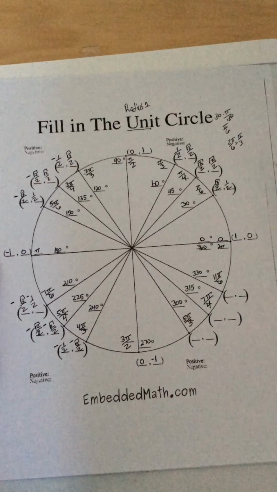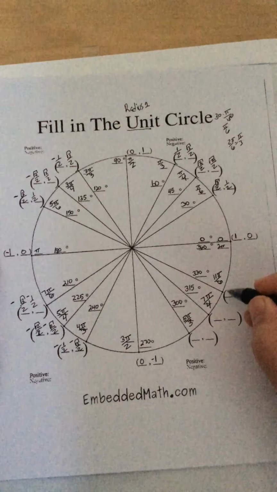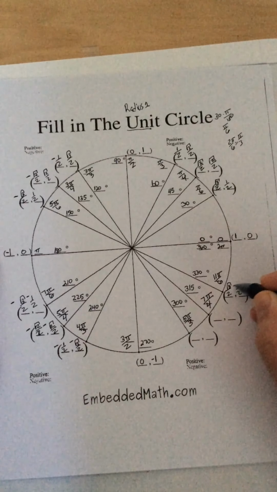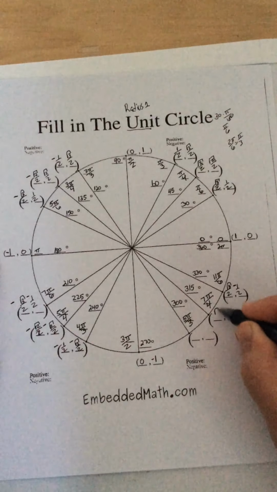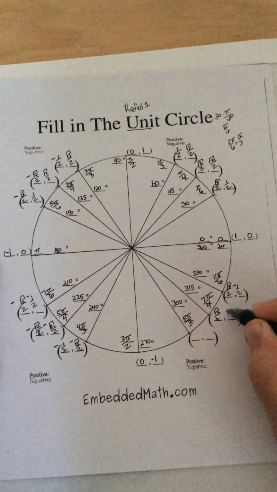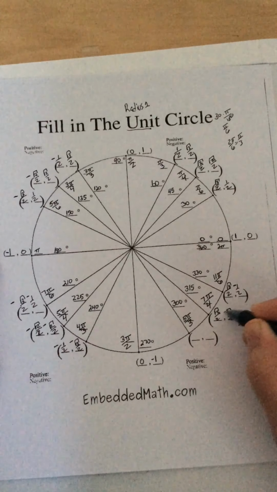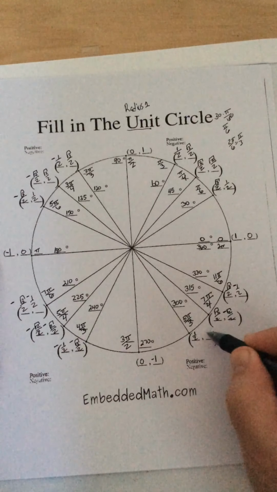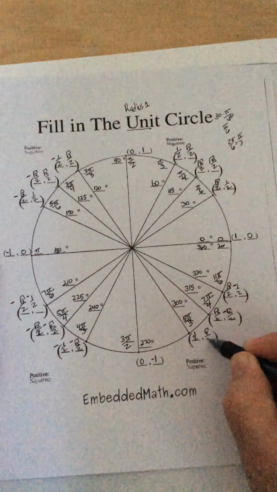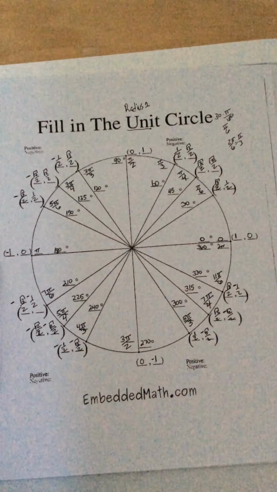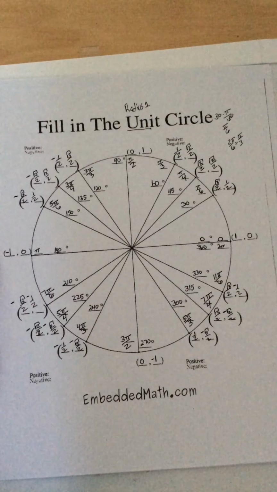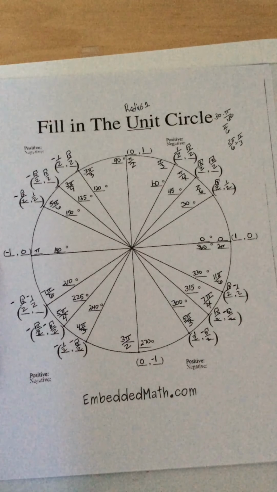I do the same thing in quadrant 4. So this is root 3 over 2, 1/2, only y is negative. Root 2 over 2, root 2 over 2, only the y is negative. And this is 1/2, root 3 over 2, only the y is negative. So there's how we can quickly fill in a unit circle.